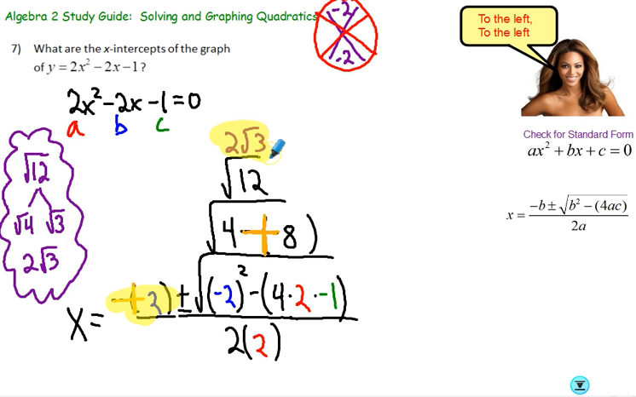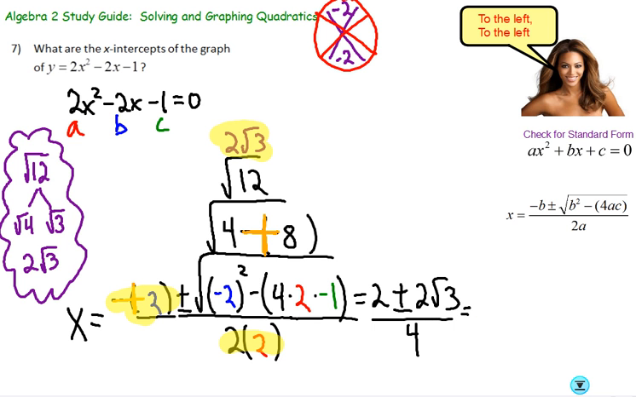what's out front, what's on top, what's on the bottom. And so let me rewrite. So I've got a 2 plus or minus 2 radical 3 over 4. Now we're always looking to reduce to see if we can. Maybe we can, maybe we cannot. In this case, we actually can reduce.